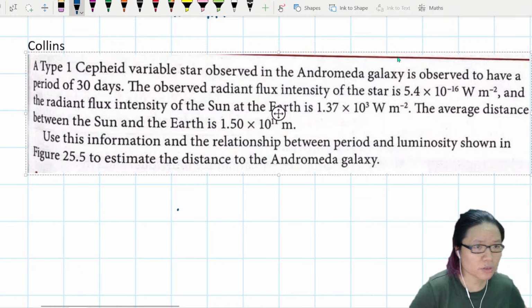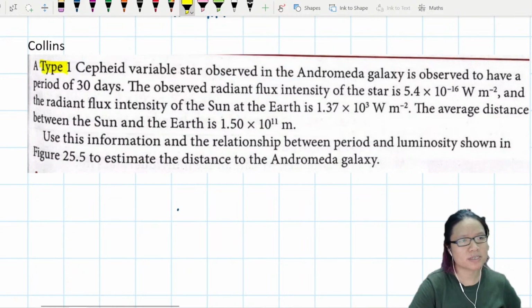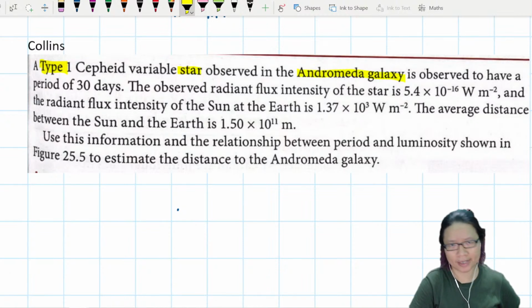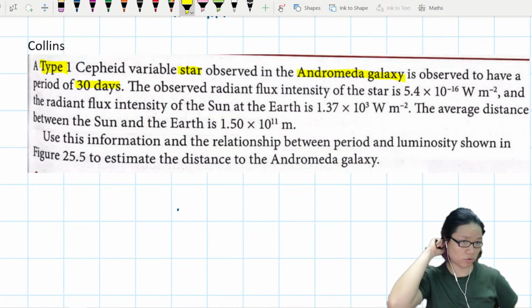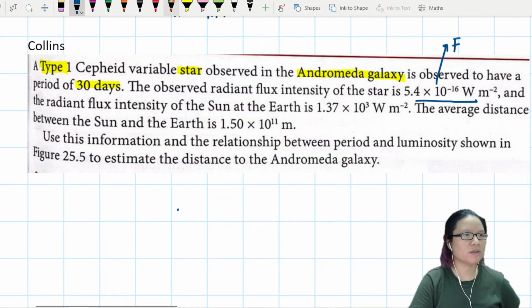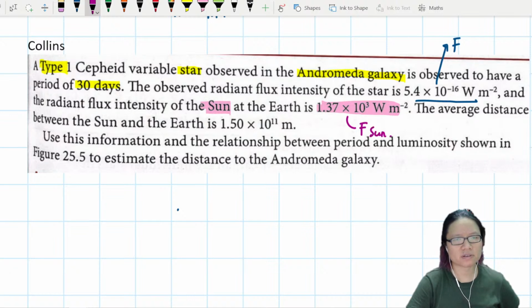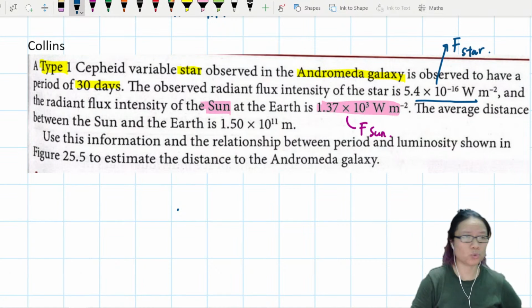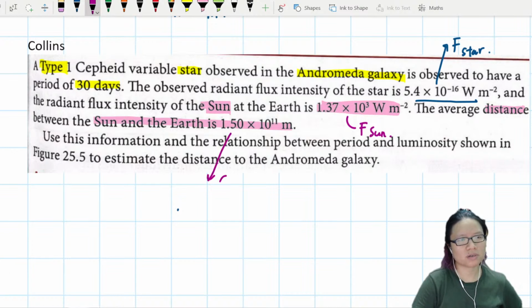All right. So this one says that a type 1 Cepheid variable star observed in the Andromeda galaxy has a period of 30 days. The observed radiant flux intensity of the star, F, is given. The radiant flux intensity of the sun at the Earth is also given. So this one is F of the sun. This one is F of the star. The average distance between the Earth and the sun is this much. So this one is D of the sun, sun and Earth.